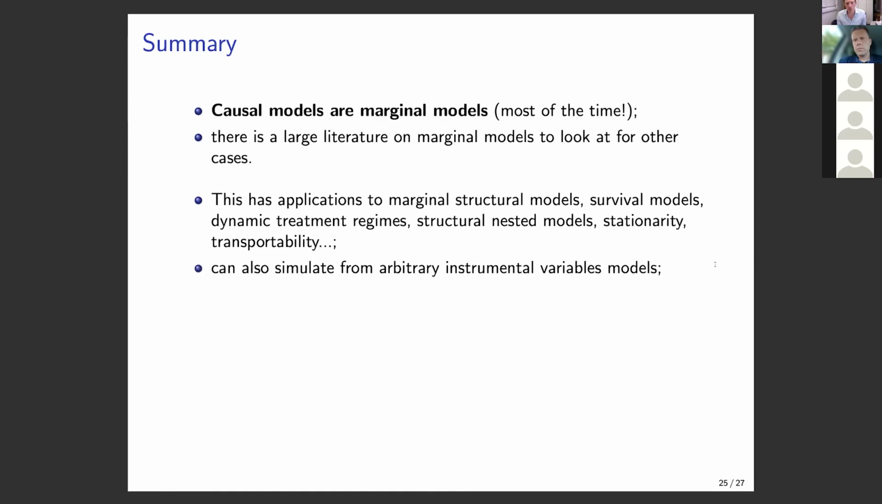Sort of a slightly different causal tack: you can also simulate from arbitrary instrumental variables models using this method. You just specify what causal relationship you want, and then build up the rest of the model around it, and you simulate using a copula, or whatever method you want to use.